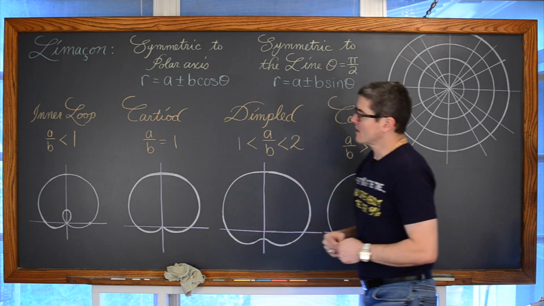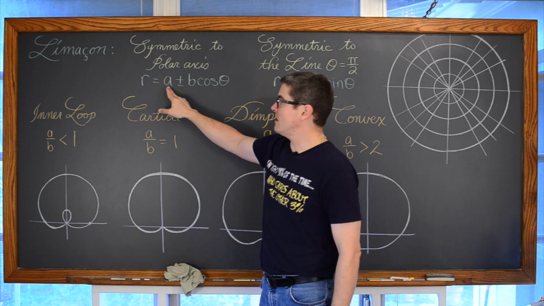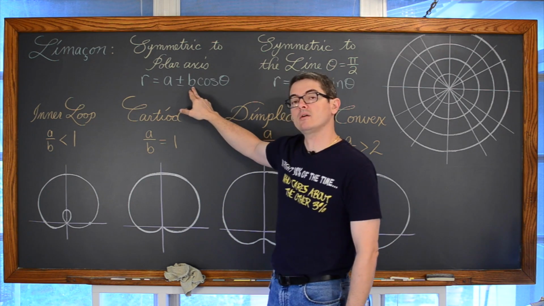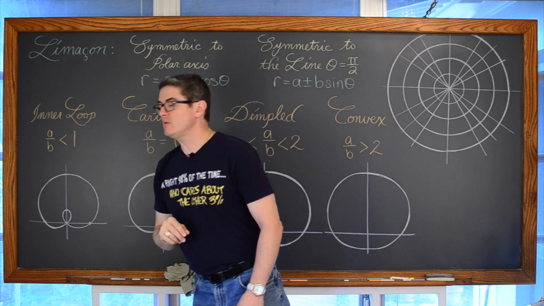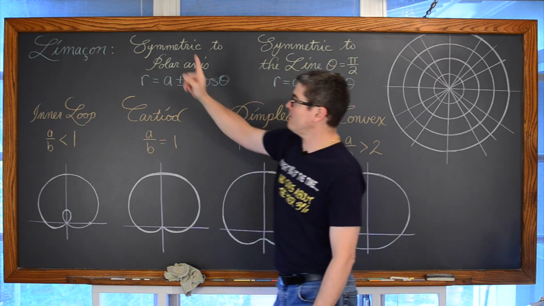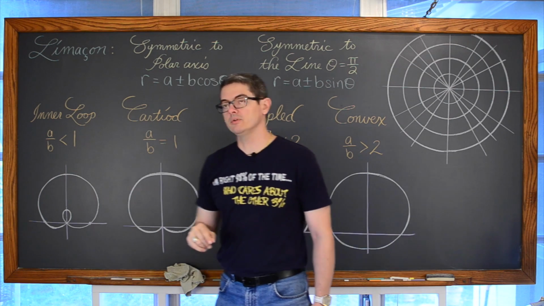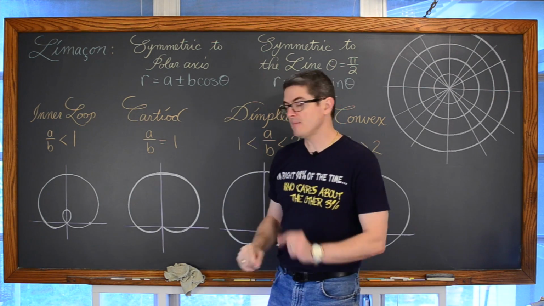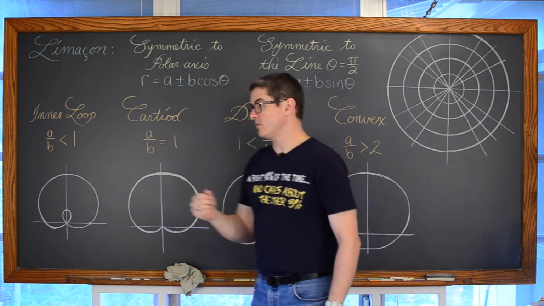Now, if you take the constant a and divide it by the coefficient of b, and you get a value which is less than 1, then you are going to be looking at a limaçon which has an inner loop. And our example is going to be a limaçon with an inner loop that we'll be doing after this.